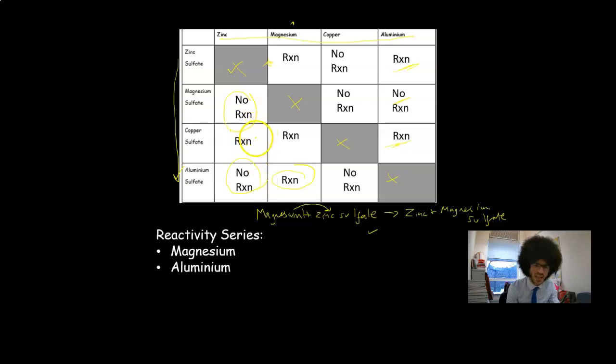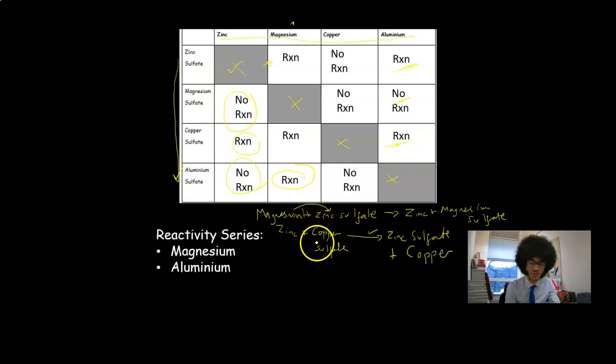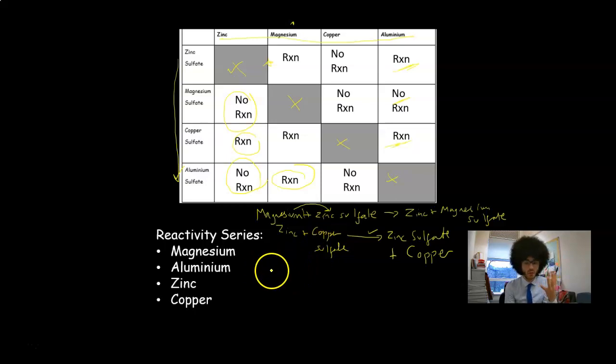But with copper, it does react when zinc reacts with copper sulfate. So if I do zinc plus copper sulfate, that is a positive reaction. It does work to make zinc sulfate plus copper. So what that tells me is that zinc is more reactive than copper because it can kick it out. As a result, zinc must be above copper. So my reactivity series from these four metals is magnesium, aluminium, zinc, copper.